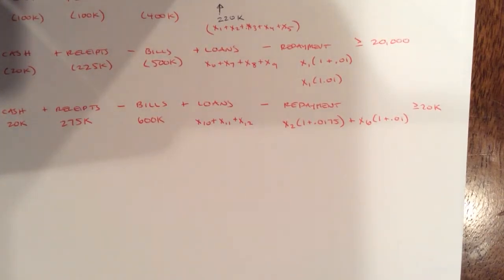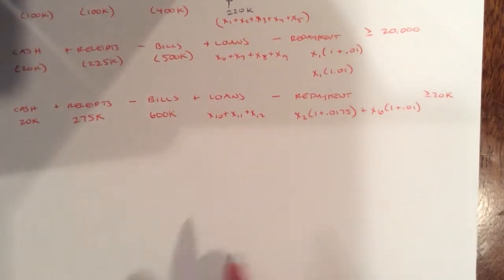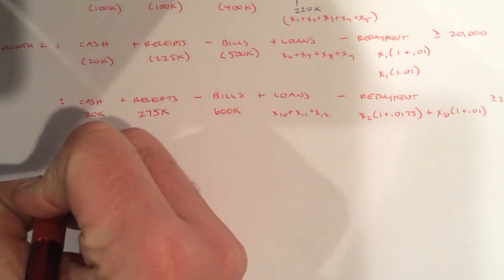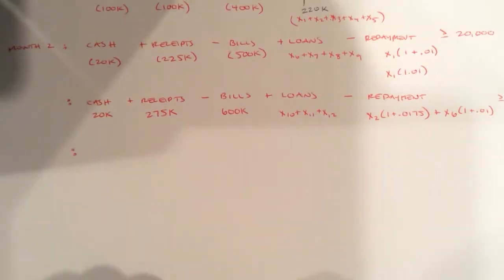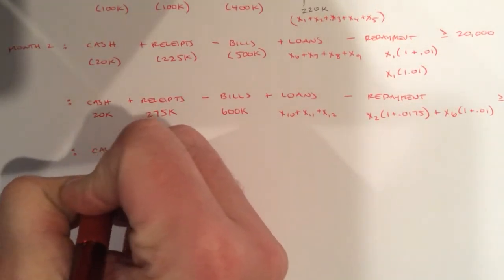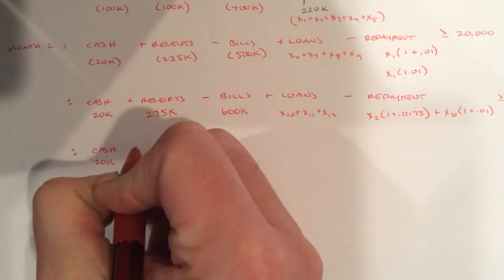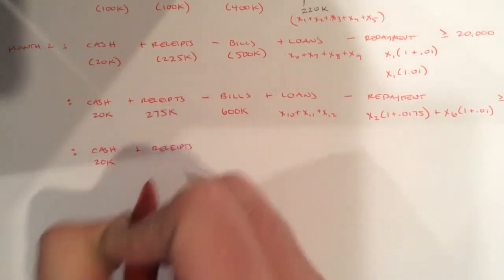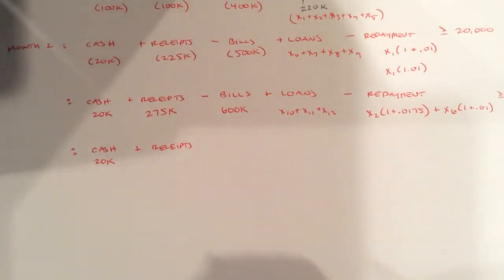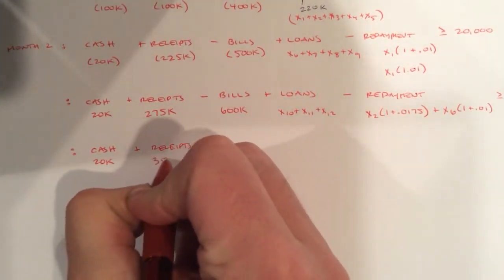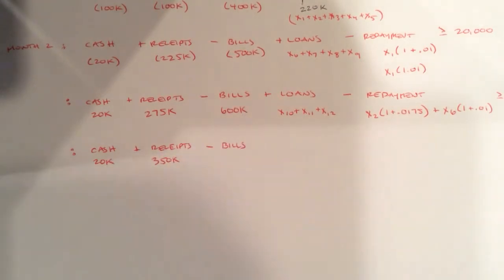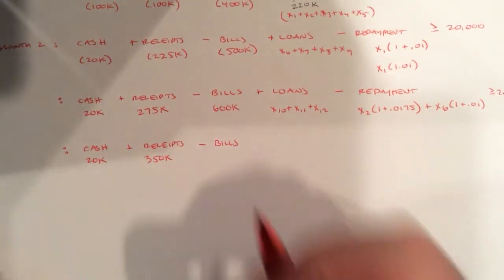Okay, so we'll write it out so you do see it. All right, it's going to get a little messy, so hopefully you'll be able to see it all. Okay, so month 4, we have cash on hand, which again is 20K, plus our receipts. And here our receipts, now we're starting to roll, 350K minus our bills. Here our bills are only 300,000.